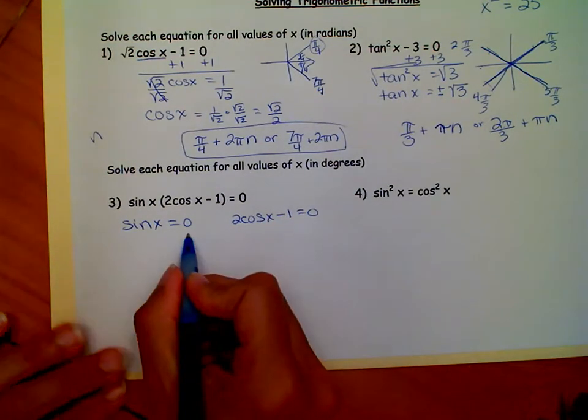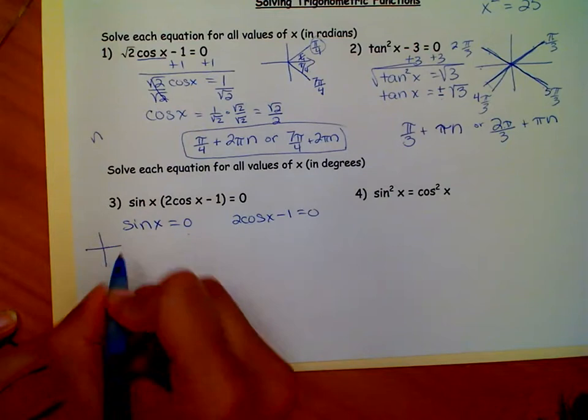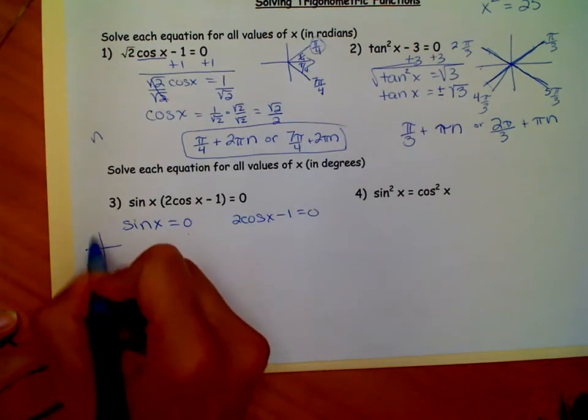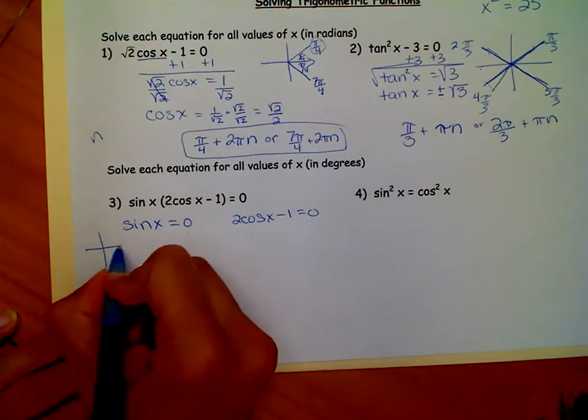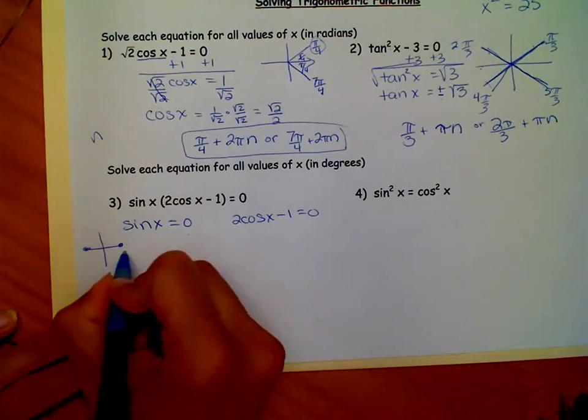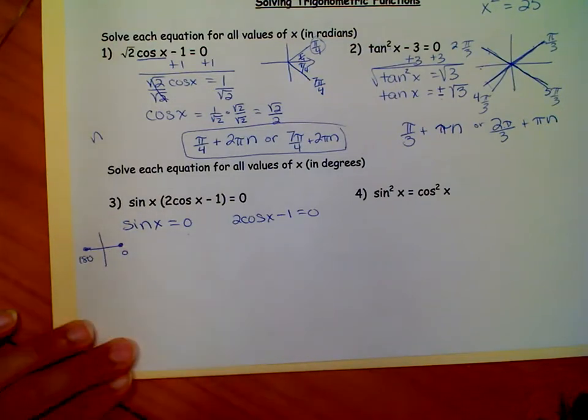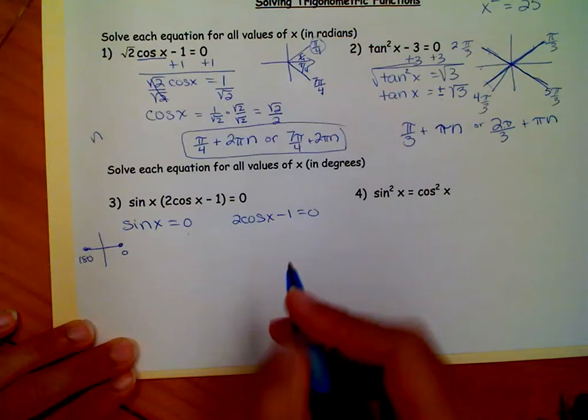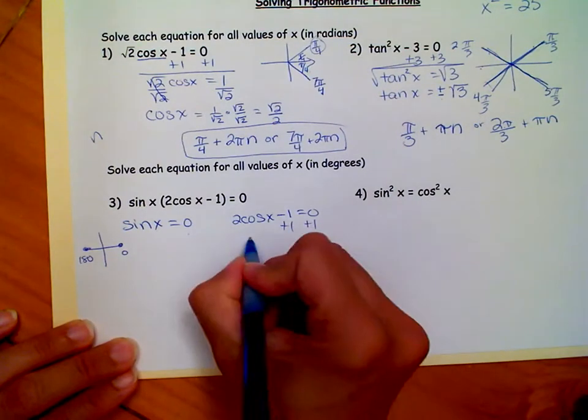This one's ready. When does sine of x equal 0? Well, sine is y, so up and down it changes, left and right it doesn't. Right here and right here. So at 0 and 180, I know are my answers here.